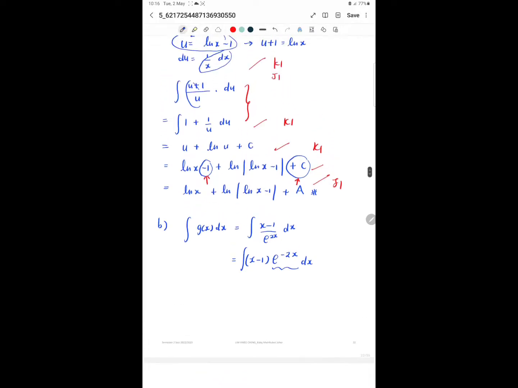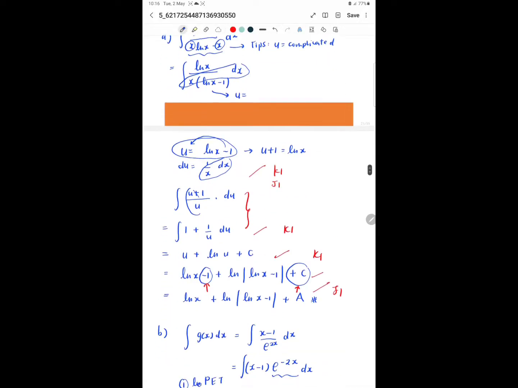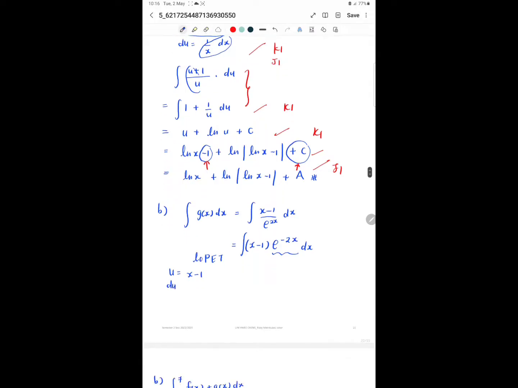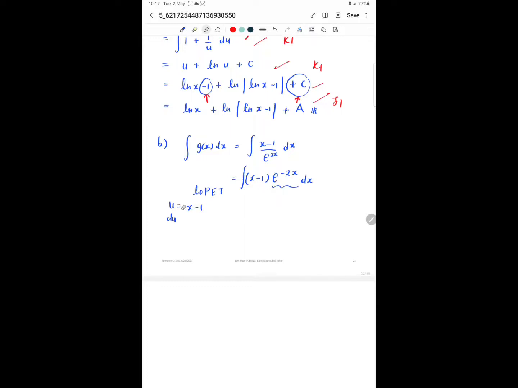Which one do we take as u? The choices for u, first is ln, then polynomial, exponent, trigo, LIATE. Okay, here there is no ln, so we take the polynomial. So our polynomial is x minus 1. This is the choice for u. Right, differentiate u, you will get 1 here. So we move dx over to the other side. And then on the other side, integrate. The remainder we take as dv, e power of negative 2x dx.